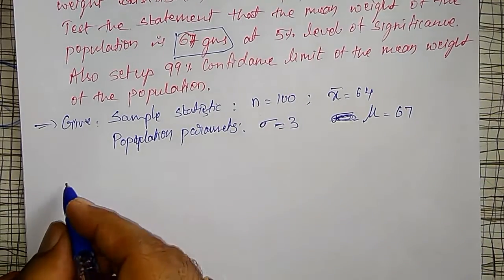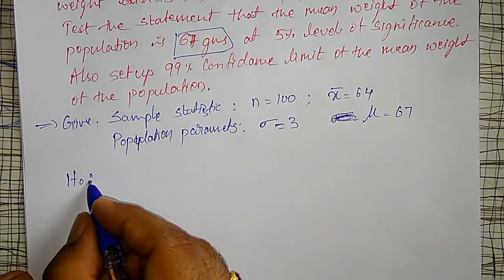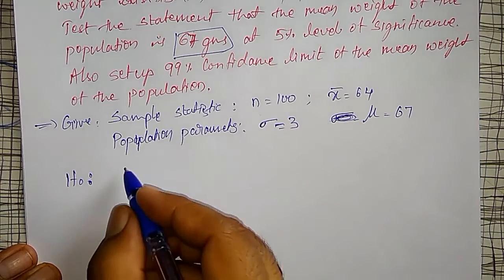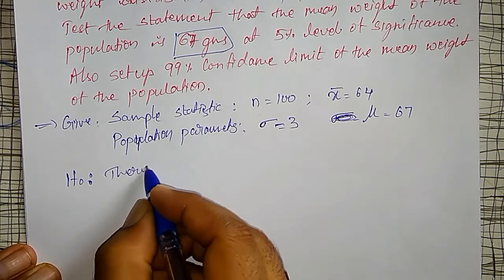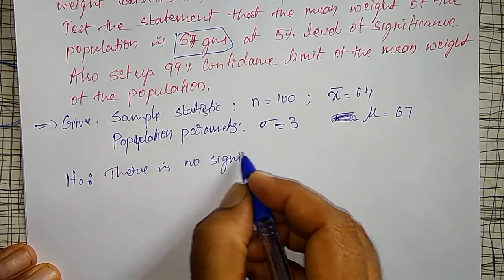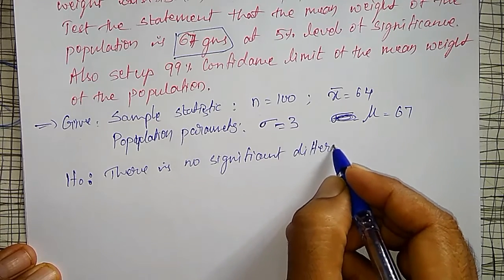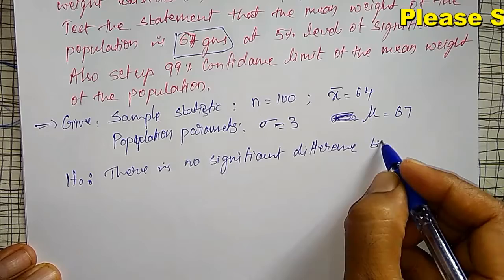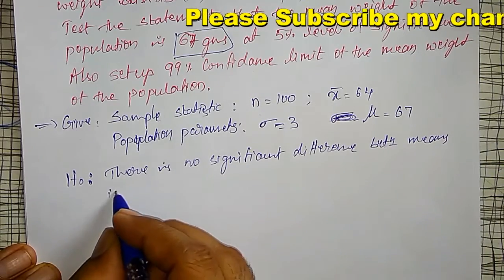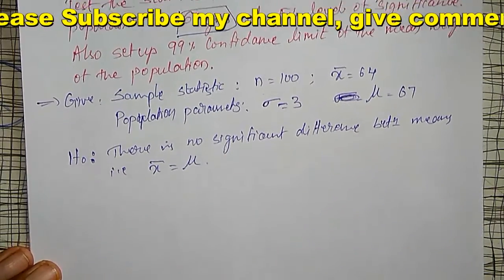Then what is our null hypothesis? H0 assumption. Initial assumption is there is no significant difference between mean of population and sample. There is no significant difference between means, that is x bar is equal to mu only.